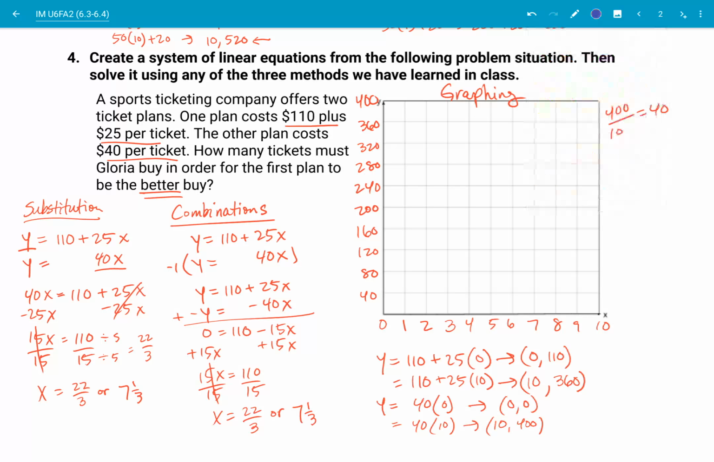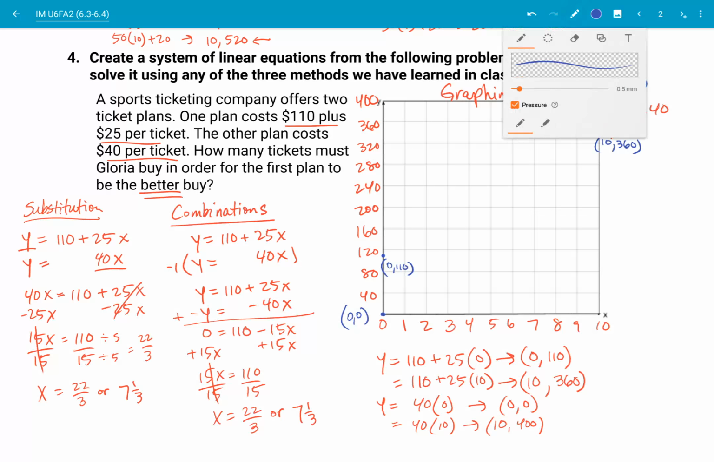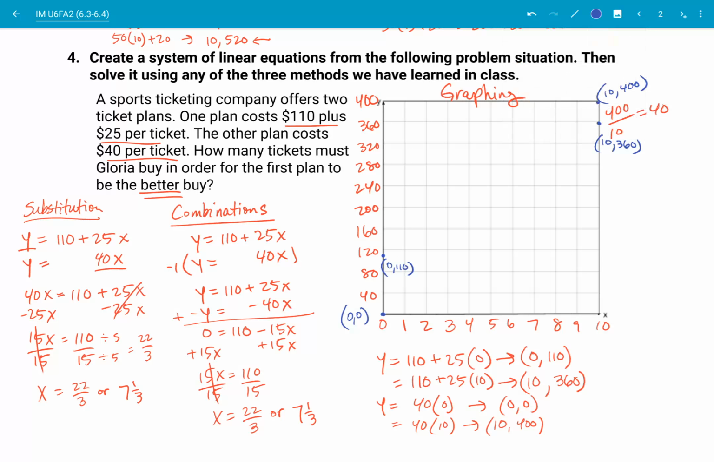I'm going to do this in blue so it's easier to see. Okay, so I need a point at (0, 110), which looks like it's about here. I need another point at (10, 360), which is right there. Okay. I need another point at (0, 0), which is right there. And another point at (10, 400), which is up here. Okay, so now, if I draw these lines, I should find my intersection point.